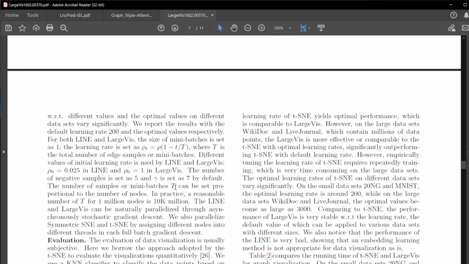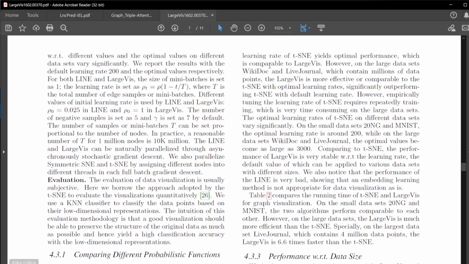The number of samples or mini batches T can be set proportional to the number of nodes. In practice, a reasonable number of T for 1 million nodes is 10K million. The LINE and LargeVis can be naturally parallelized through asynchronously stochastic gradient descent. We also parallelize symmetric SNE and t-SNE by assigning different nodes into different threads in each full batch gradient descent.